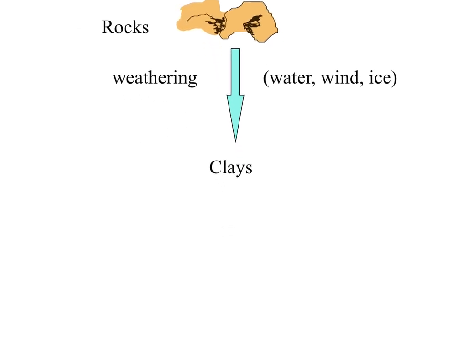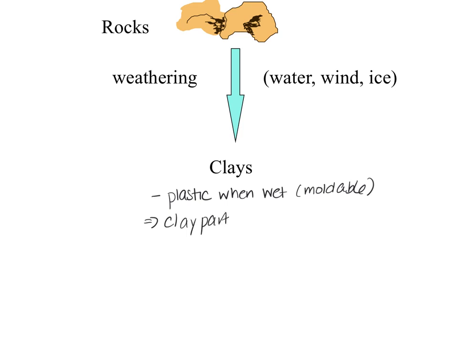Now, a few things about clays define them: they become plastic when wet, and that means they're moldable. The clay particles adhere and dry without cracking. So they stick together and they dry and they don't crack. And then when they're heated to a high temperature, that dry clay is converted to a rock-like mass.